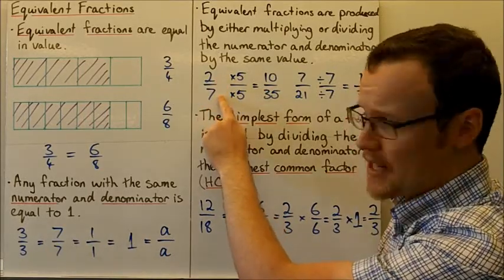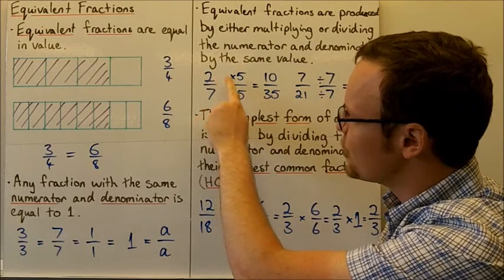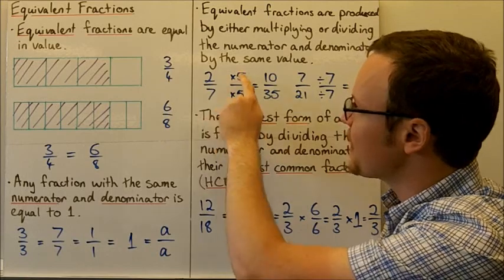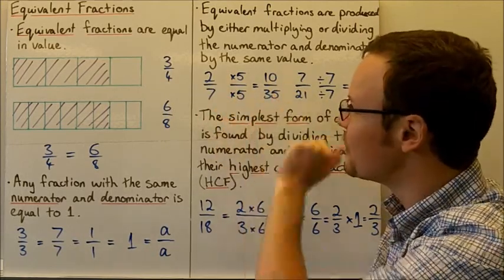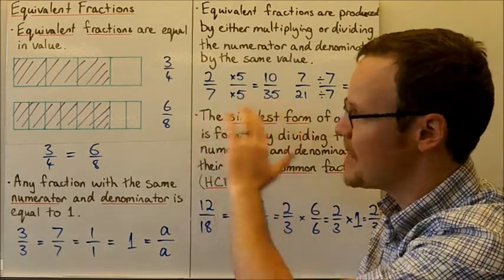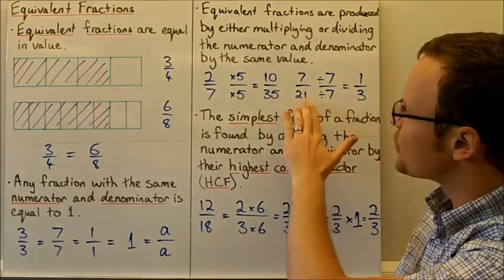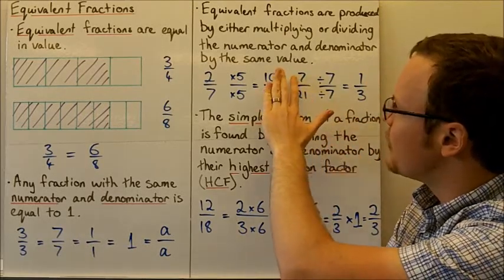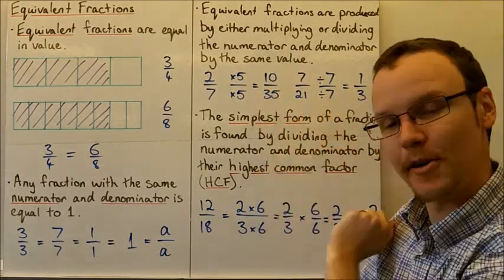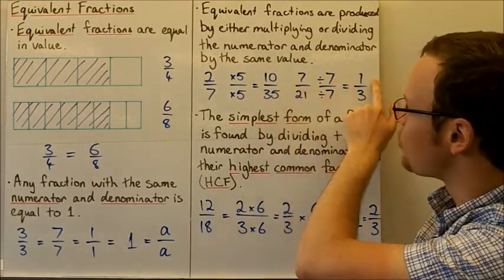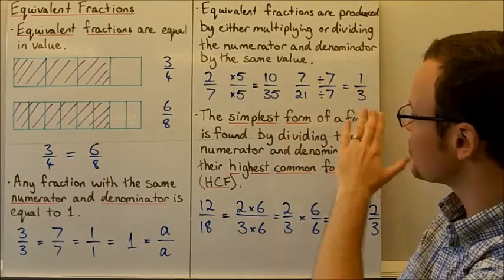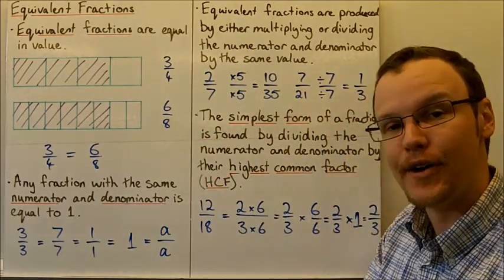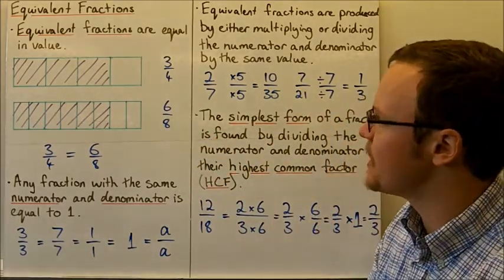So here if we've got 2/7 and we multiply the top and the bottom by 5, so 2 times 5 and 7 times 5 for the denominator, then we have 2 times 5 is 10, 7 times 5 is 35, 10/35. And that's the same amount as 2/7. Here, if we have 7/21 and divide the numerator and the denominator both by 7, so 7 divided by 7 is 1 and 21 divided by 7 is 3. So 7/21 is equivalent to 1/3. It's the same amount, same value.